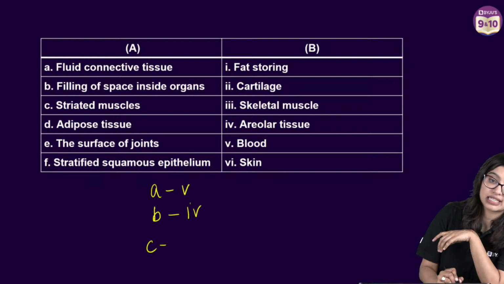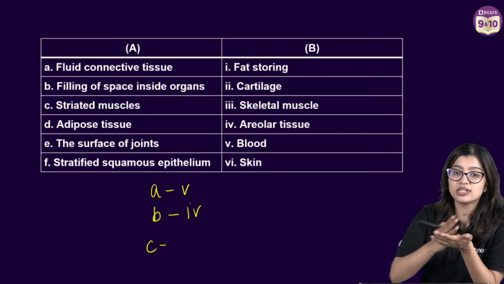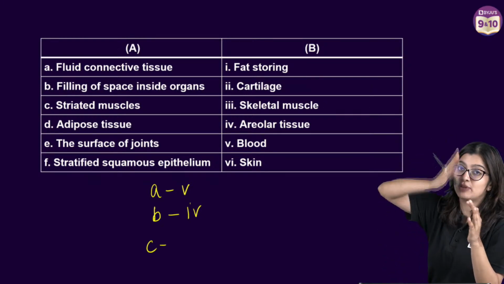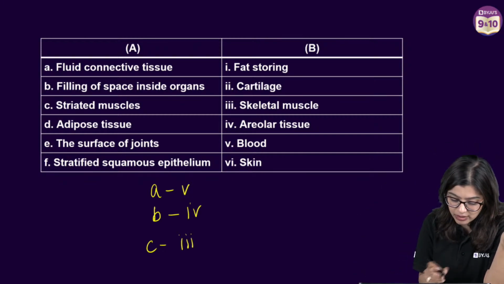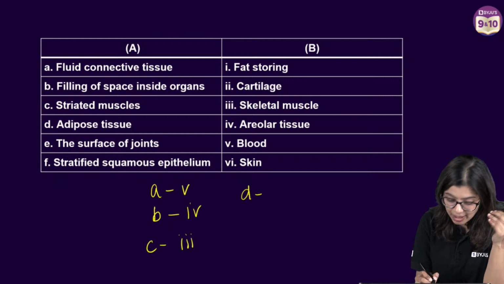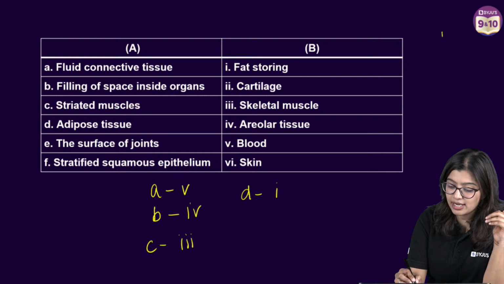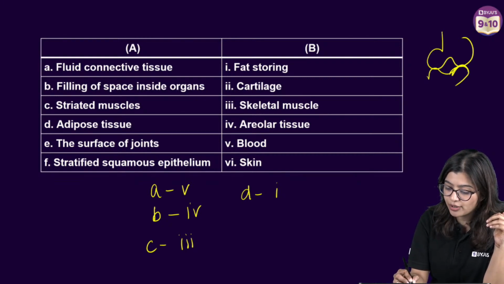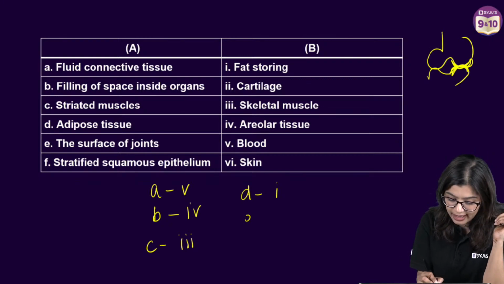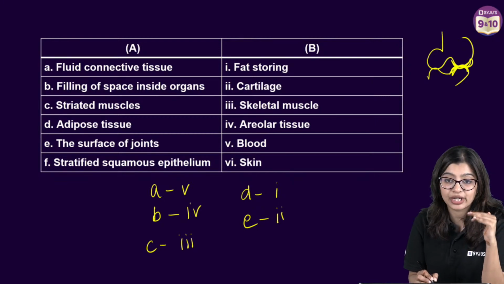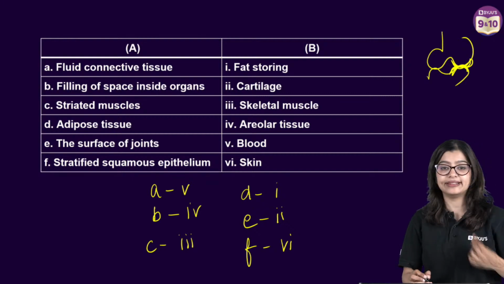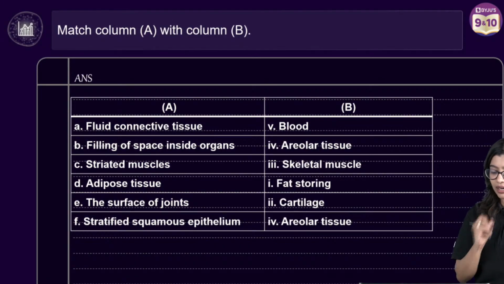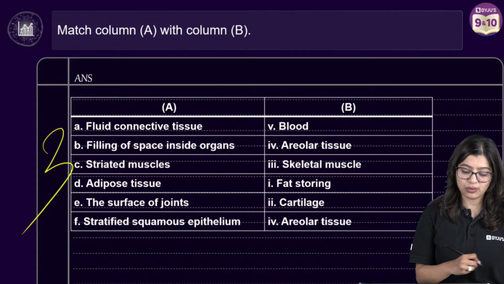Now, what are striated muscles? Striated muscles are those muscles which have alternate dark and light bands, right? Which are mainly found in skeletal muscles. So that is another name. What is the function of the adipose tissue? It is to store fat, as we have discussed. Surface of joints, right? As I told you, at the surface of joints we have cartilage that helps in minimizing the friction. Then what do we have? Stratified squamous, which is mainly found in the skin. So when you are writing the answer, you can write it in this manner and you will get 3 marks for the same.